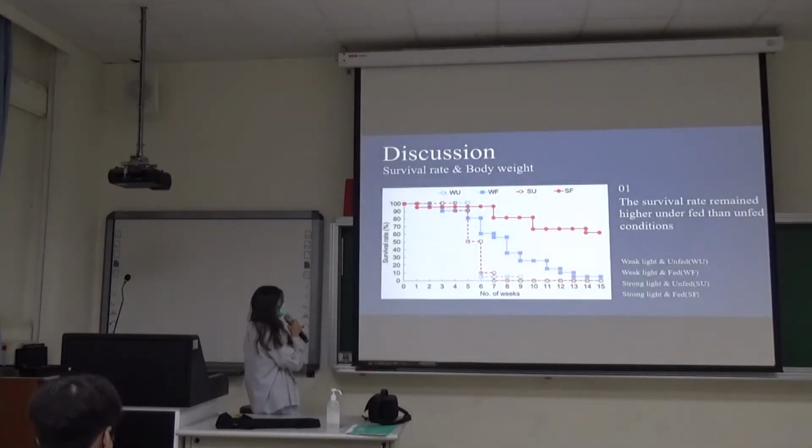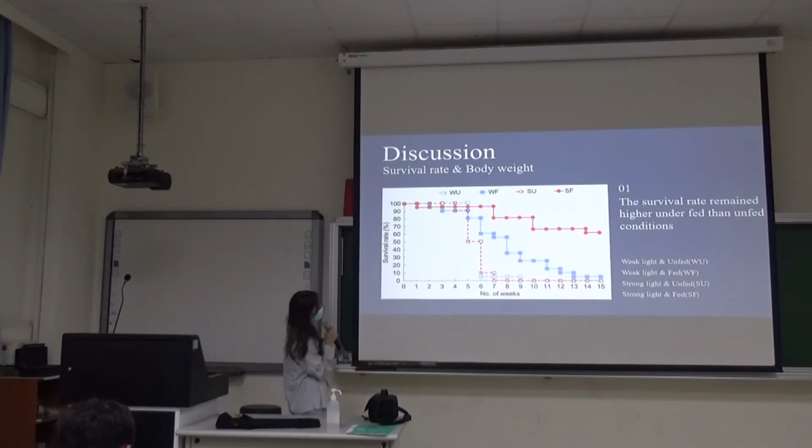Then go through discussion. I divided discussion into two parts. One is survival rate and body weight. The other is reproductive trait. The survival rate remains higher under fit than unfit condition. So we put the same color line together to see SU and SF. First we see the red line. We can see the fitted is higher than unfitted. Then blue one is the same. Weak light fitted is higher than weak light unfitted.